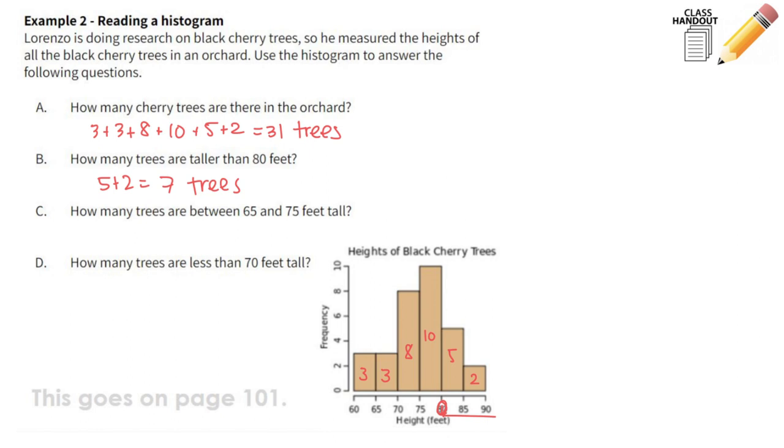How many trees are between 65 and 75? So 65 and 75 would be these 2 bars. So that's going to be 3 plus 8, which is 11 trees. And then lastly, how many trees are less than 70 feet tall? So 70 would just be here. Less than would be the first 2 bars. So it would be 3 plus 3, which is 6 trees.